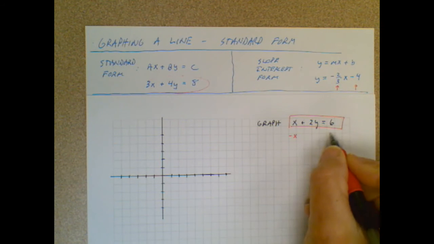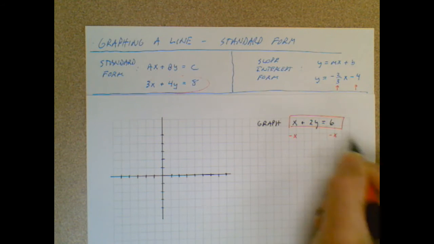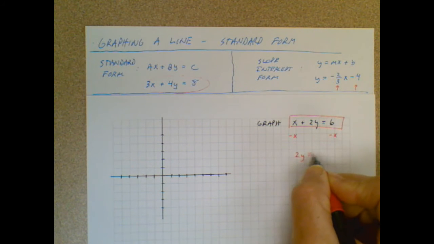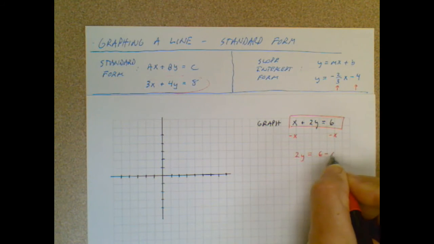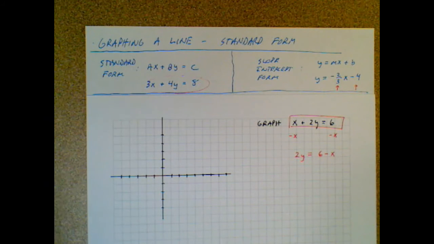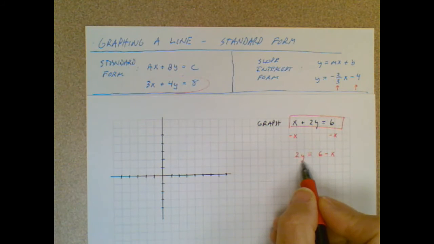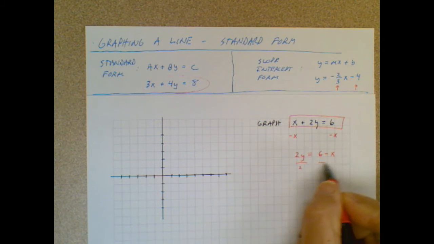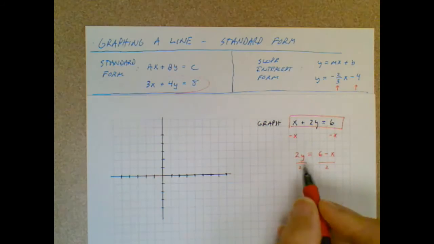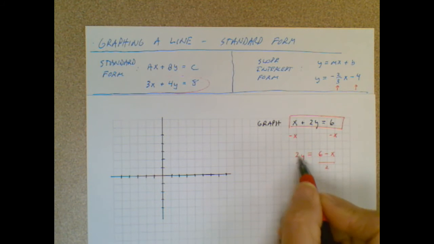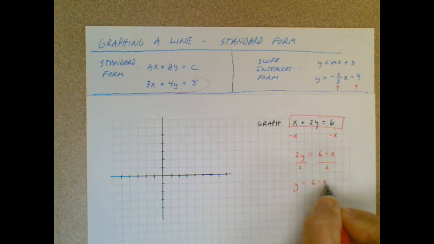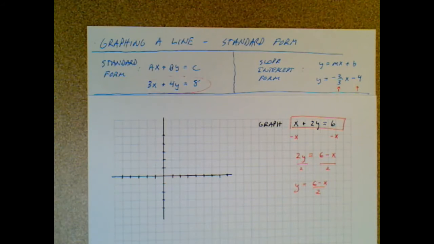So I subtract x from the left, I subtract x from the right, and I get this new equation, 2y equals 6 minus x. y is not by itself yet, so now I'm going to divide each side by 2. Dividing by 2 enables me to reduce or cancel those 2's. And now I have y by itself.